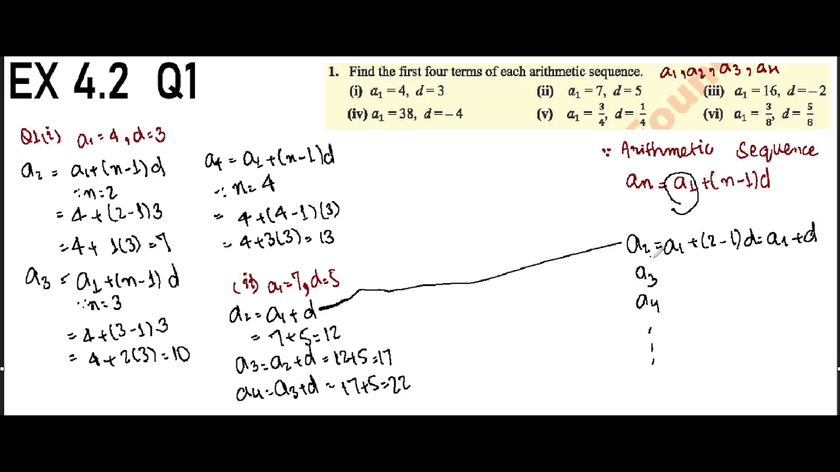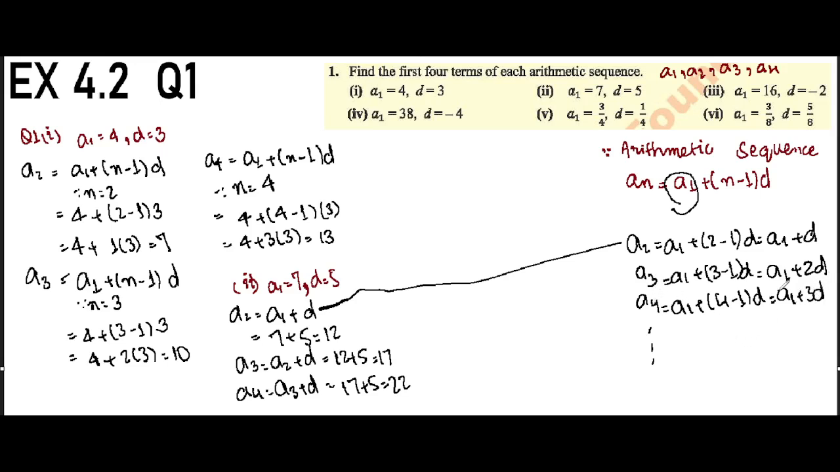Similarly, if we find a3, a3 equals a1 plus n is going to be 3 minus 1 into d, which is equal to a1 plus 2d. Now a4 is equal to a1 plus 4 minus 1 into d, which is equal to a1 plus 3d.